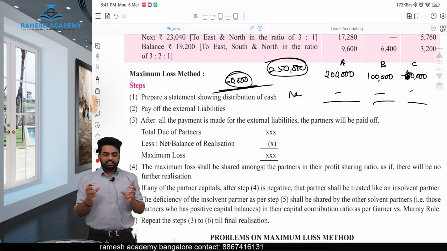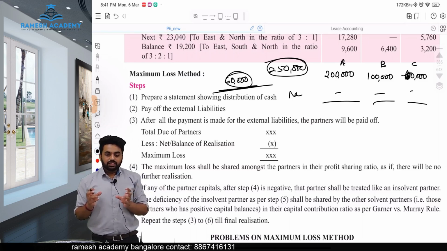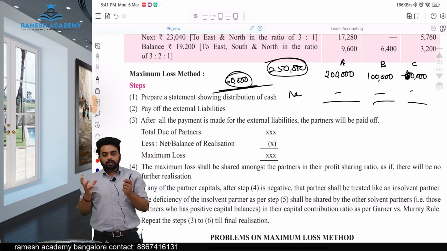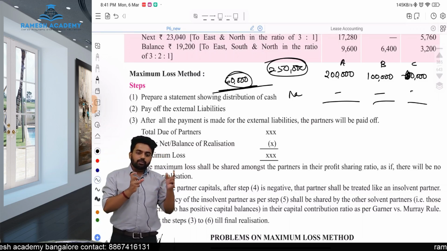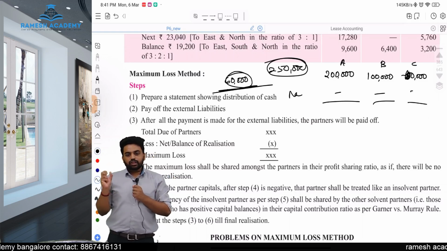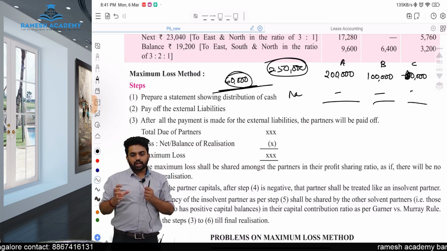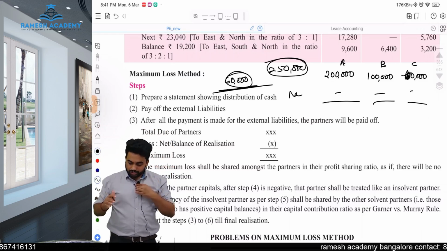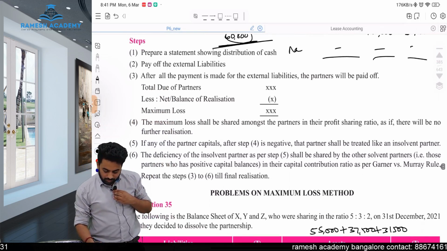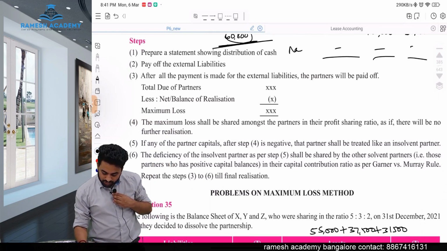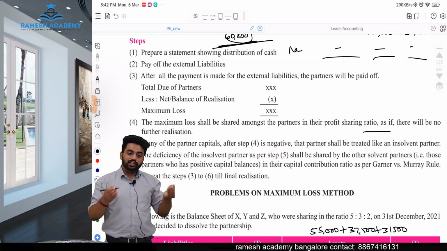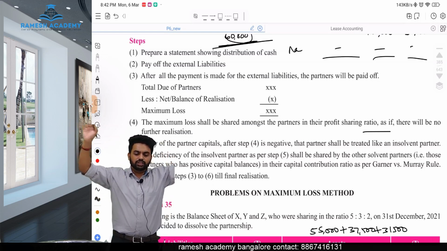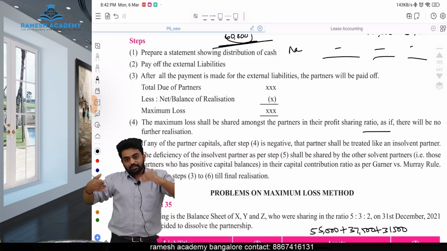So if there is a deficit, that will be continued, and one insolvent partner's deficit will be borne by the solvent partners. This is how we are going to continue in each and every step. Okay, see, the maximum loss shall be shared among the partners in their profit sharing ratio as if there will be no further realization. We are going to share the loss. Okay, this is your loss, boss. So much you lost. Later again the money comes.